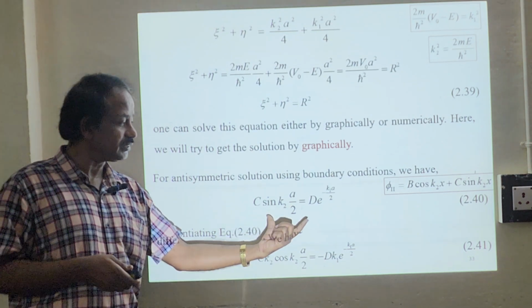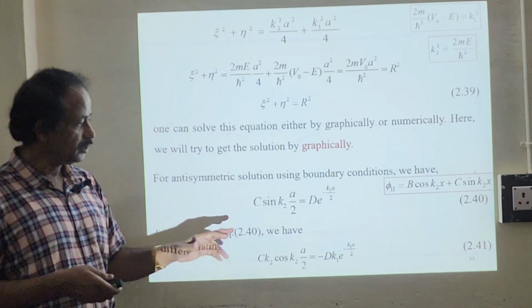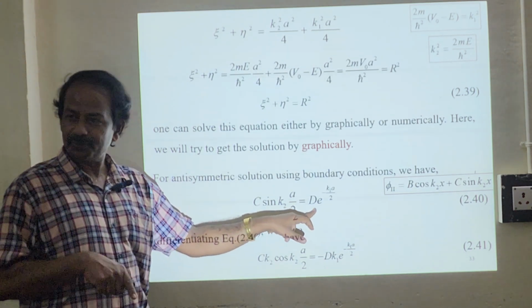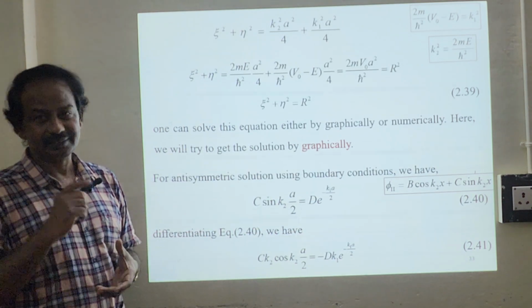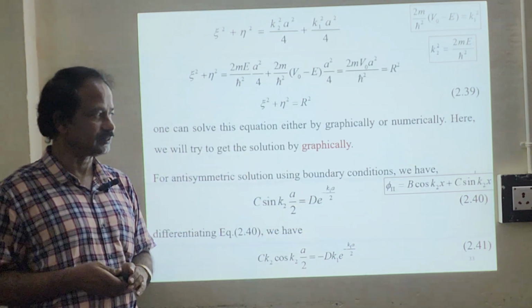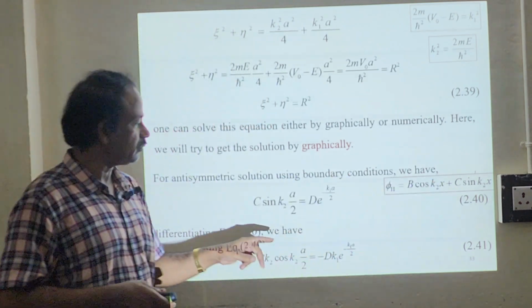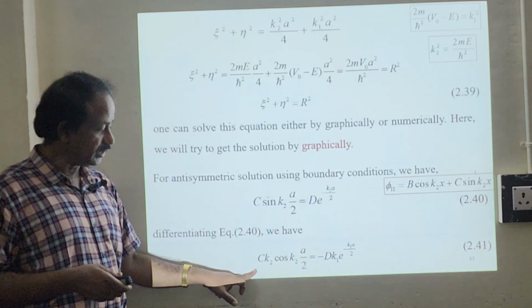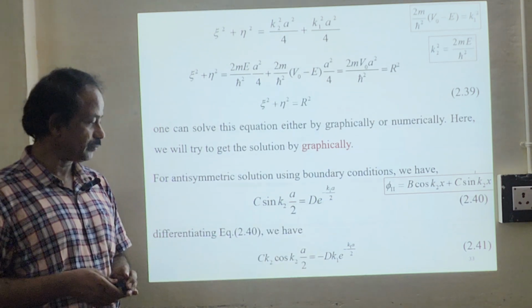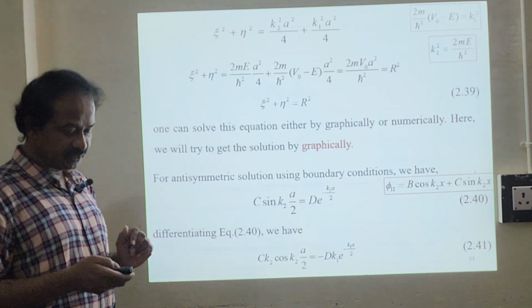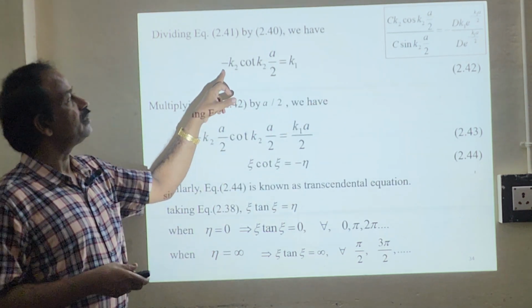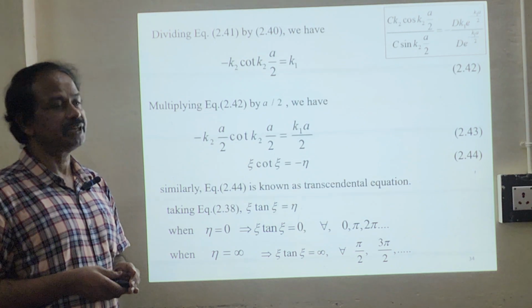So what is the condition for antisymmetric? This is the condition, equation 2.40. We have taken the antisymmetric solution from region 2 and equated it to region 3. So minus is there, plus 1 for region 1, region 3 will go for minus. Out of this one we have taken only the antisymmetric solution. Just to differentiate, you will get C k2 cos k2 a by 2 minus D k1 e power minus k1 a by 2. So again as usual, we divide this by this, similar terms will get cancelled. You get minus k2 cot k2 a by 2 which is equal to k1.